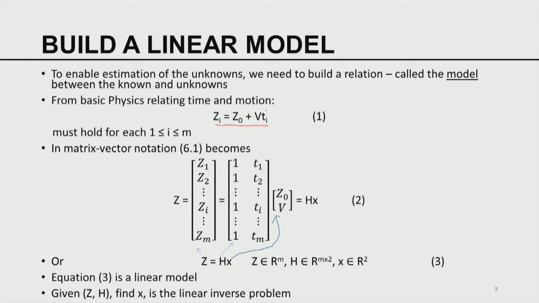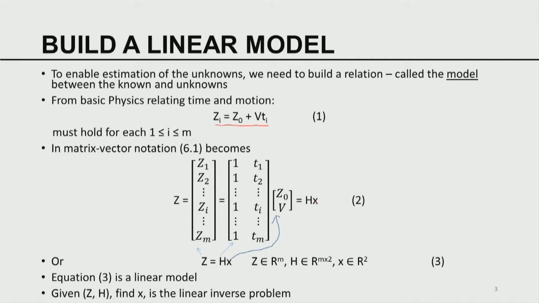So, this I can rewrite in the vector matrix notation. z1, z2, zi, zm is a vector. Z is the vector of all positions at m different times. z0 and v are the unknowns. By using matrix vector multiply, you can see if I multiply the first row by this column, I get z naught plus v t1, z naught plus v t2, z naught plus v ti, z naught plus v tm. Each one of them corresponds to the position at various times. So I call the vector z1 to zm as z. I call this matrix with the first column 1, second column t1, t2, tm as H. I call the vector z0 and v as x.